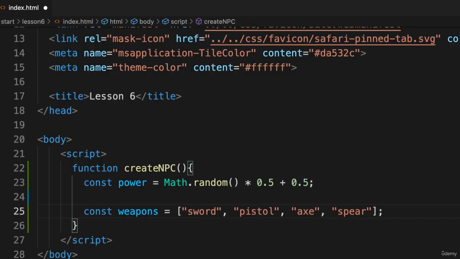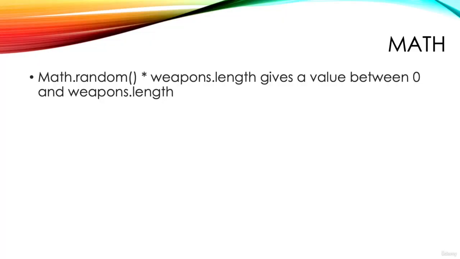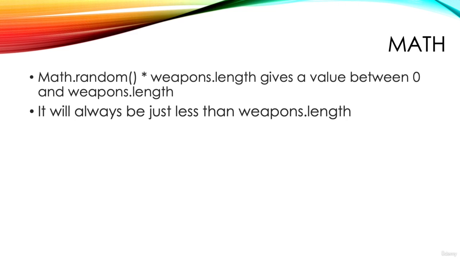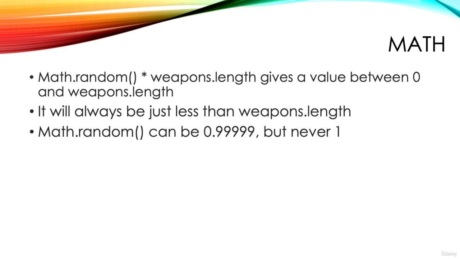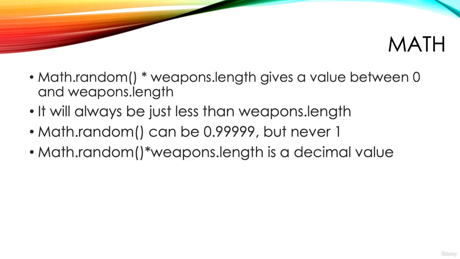How do we do that? We use math.random times weapons.length and we'll get a value between 0 and weapons.length. Actually it will always be just less than weapons.length because math.random never returns 1. It can return 0.99999 but never 1. With math.random times weapons.length we have a decimal value, but to select an item from an array we need an integer value.